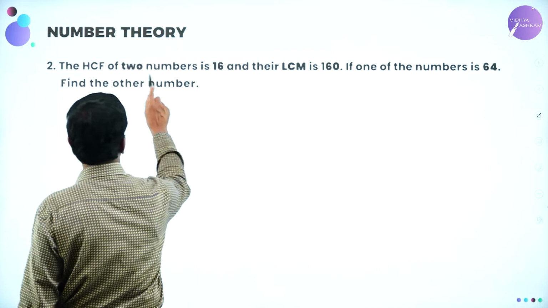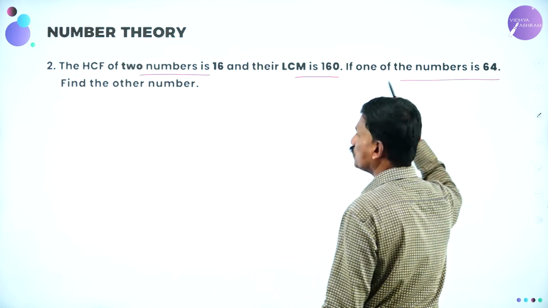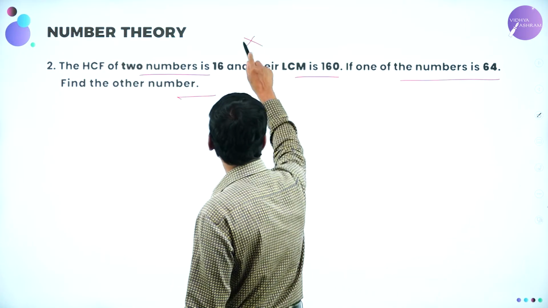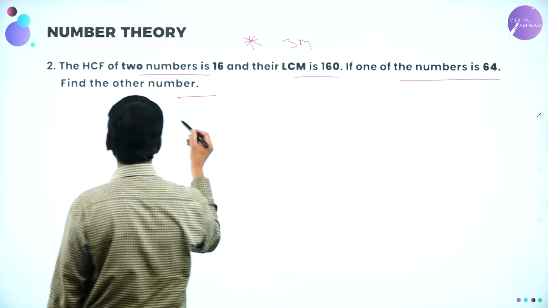The HCF of two numbers is 16 and their LCM is 160. If one number is 64, find the other number. This is also very important for 3 marks. A 3 marks question, very important. What is given?